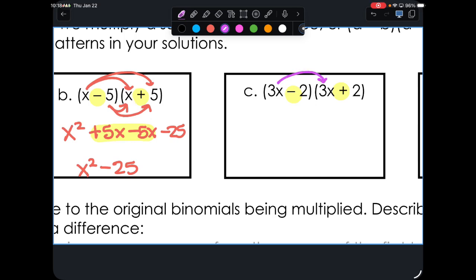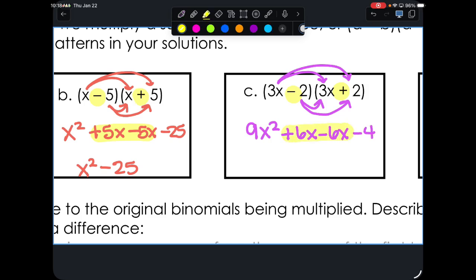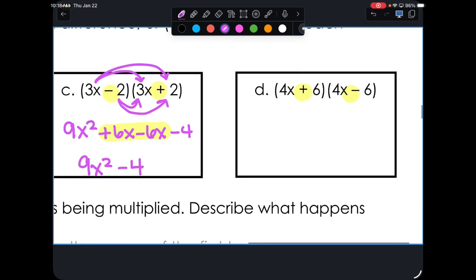3x times 3x. 9x squared. 3x times 2. 6x. The next one would be negative 2x times 3x, minus 6x. Negative 2 times 2. Negative 4. Okay. Anybody see the second difference? It always ends in a negative. The second term will always be negative.